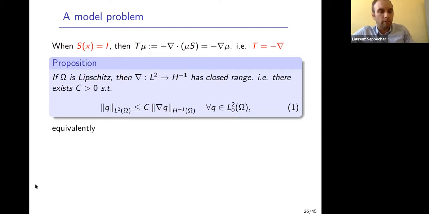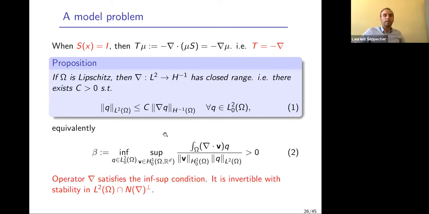Equivalently, you can say that the Nabla operator, the divergence operator, satisfies what we call the Inf-sup condition. It's actually the same. If you look at the Inf-sup constant, which is defined here, you take the sup over all the test functions v, and you take the infimum over all the functions in the orthogonal of the null space. This value is called the Inf-sup constant, and if it's positive, we call it the Inf-sup condition. You see that C is just the inverse of beta here. This is the good criterion to invert the gradient, of course, in the orthogonal of the null space. So we want to do the same, of course, with our operator.